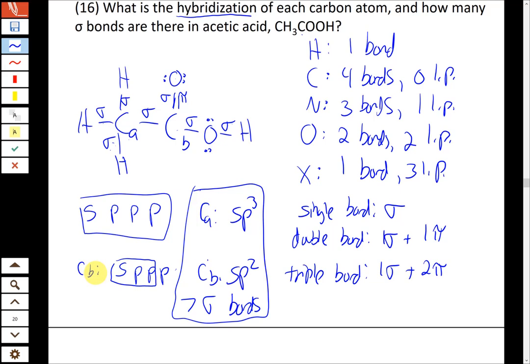Okay, any other questions? Yeah? So the answer is 3 sigma bonds? 7. 1, 2, 3, 4, 5, 6, 7. So 7 sigma bonds. Yeah? Pi bonds will just be 1. So the double bond here is 1 of each, sigma and pi. So that's the only pi bond. Yeah. All right, we good?